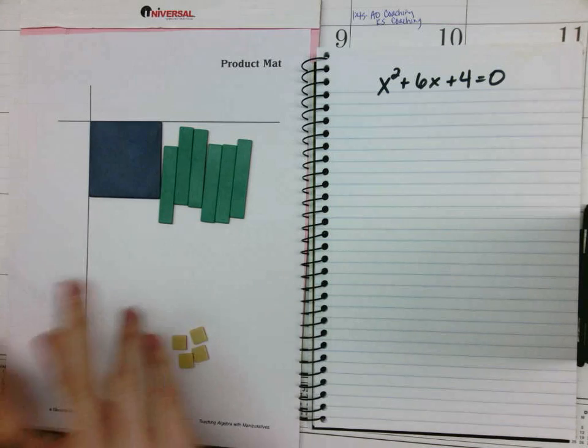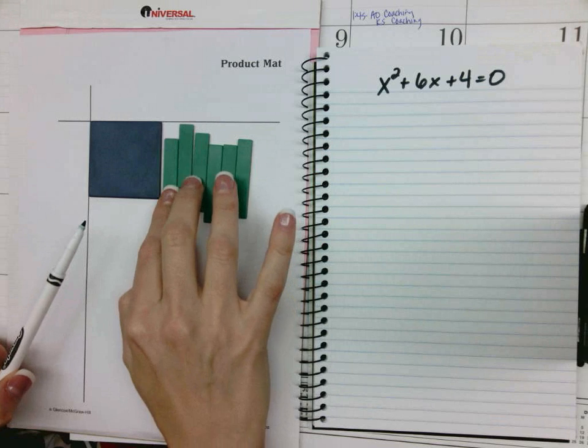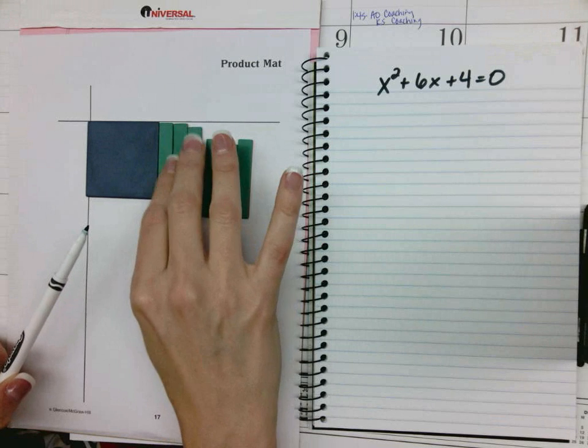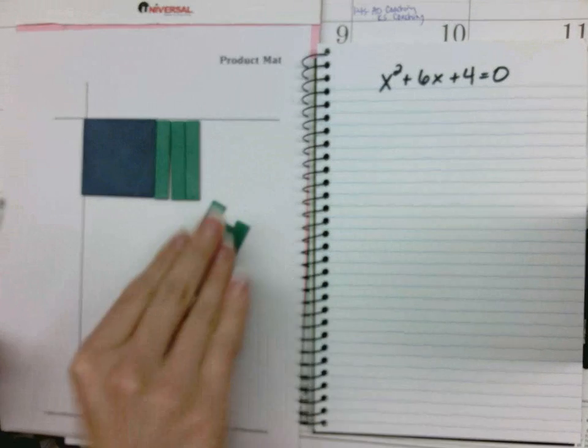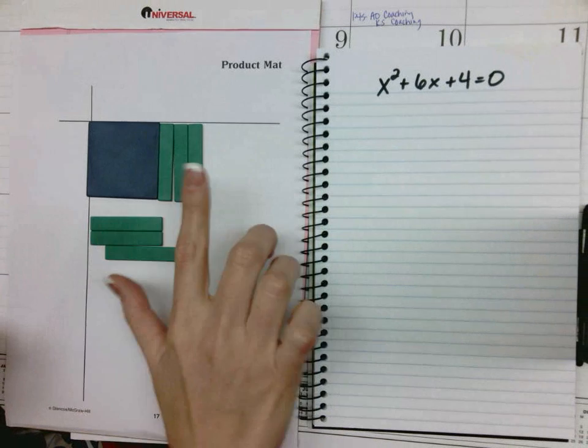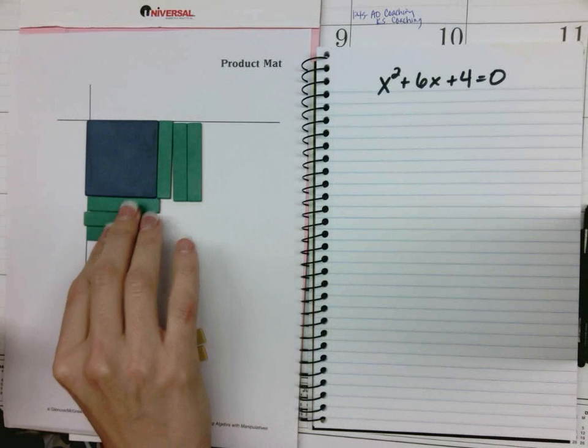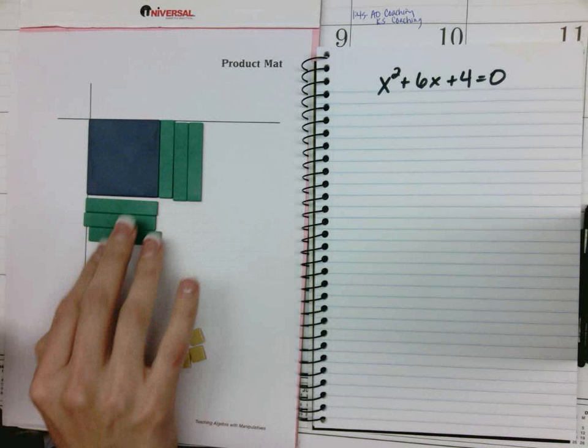In order to do that, I'm going to take my 6 rectangles and divide them into 2 equal sections. I'm going to put one section to the right of my square and one section underneath my square.